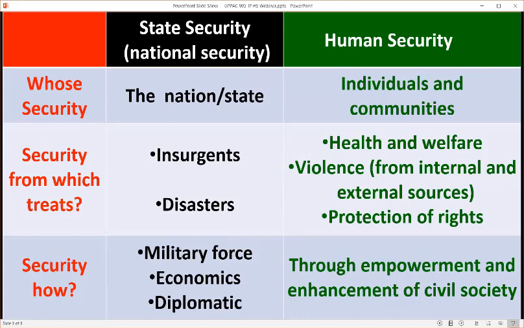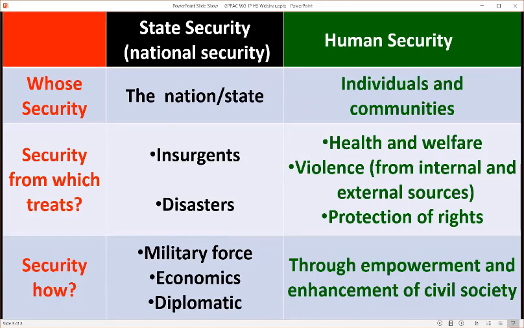What threats are focused on in state security? Insurgents, disasters. This is a very basic and brief list. We could talk for hours about this. But when you come to human security, what is it that impacts individuals and communities most severely? Things like health and welfare, the violence that is very kinetic and very, very personalized, and then rights. We're thinking about rights. And again, this list could be much longer.